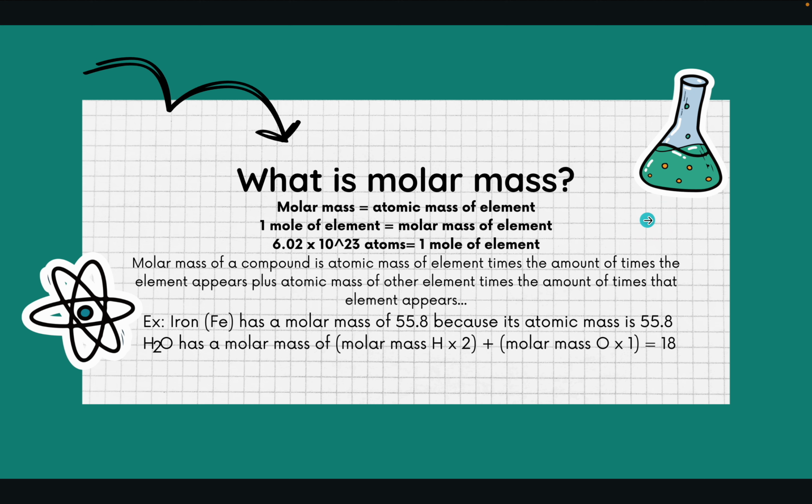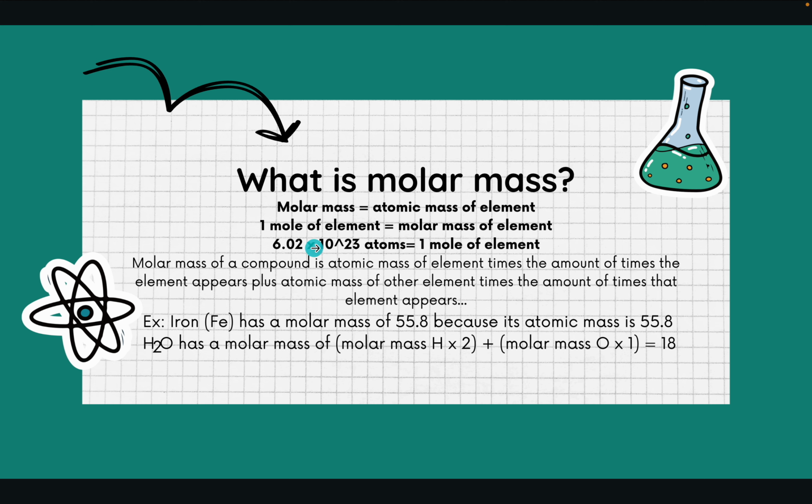Now let's look at molar mass. This is an important topic that's going to be discussed in the future slides. So molar mass is basically the atomic mass of an element. 1 mole of that element is equivalent to the molar mass of that element. So for example, 1 mole of hydrogen is equal to 1.008 as the molar mass of 1 mole of hydrogen.